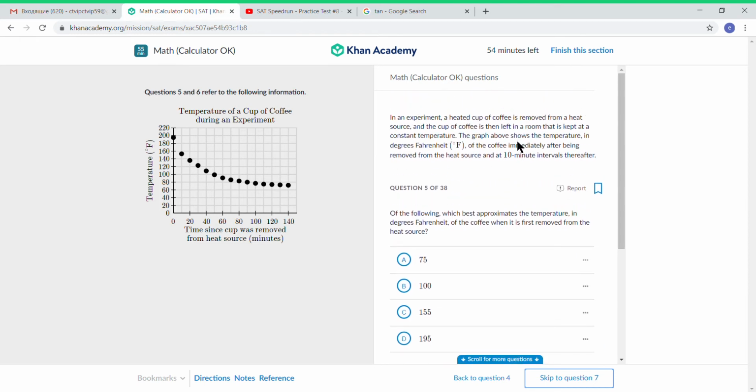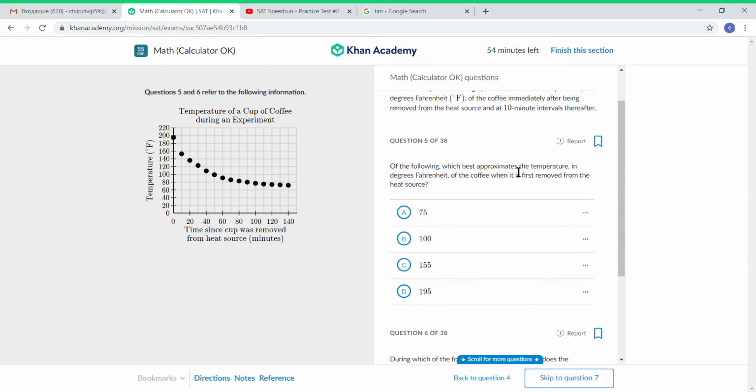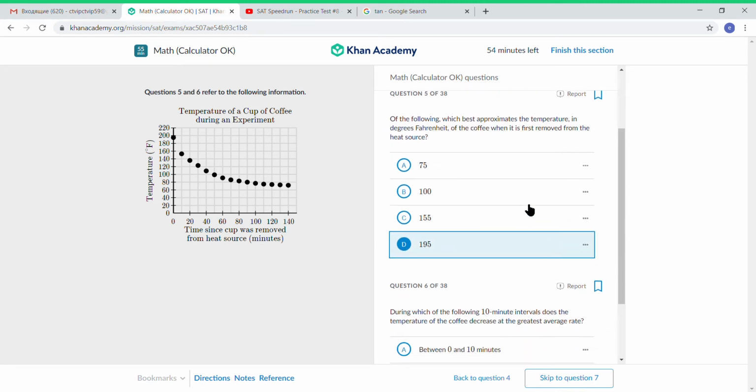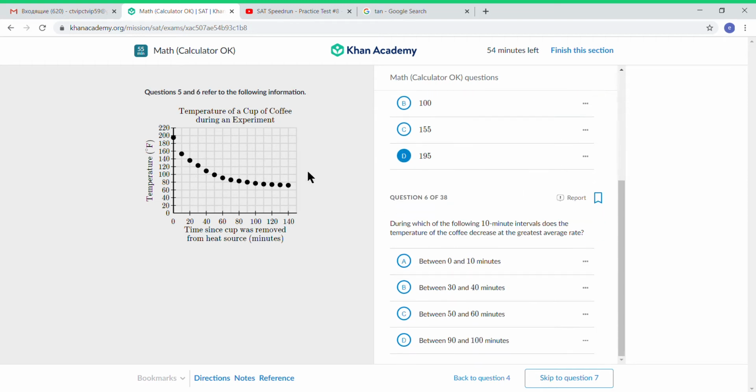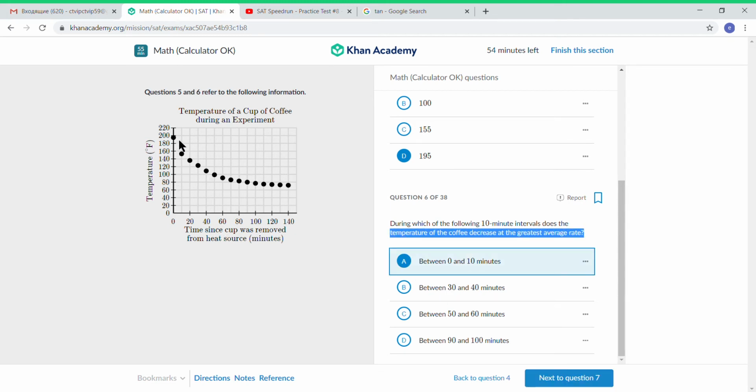An experiment. I have coffee result from a heat source cup. Okay, sure. Coffee first removed from the heat source, 200. Coffee, right? Okay, sure. 200, yeah. Which decrease, and of course the first one, I mean obviously, just look at the decrease. The greatest average rate, yeah.